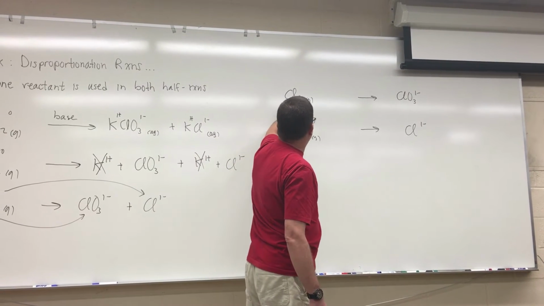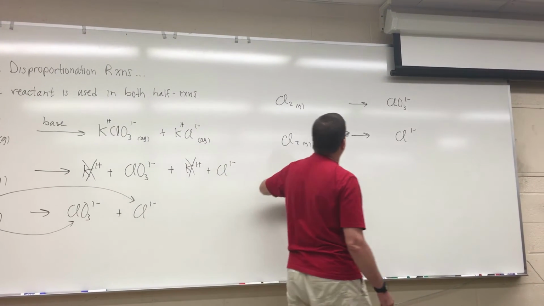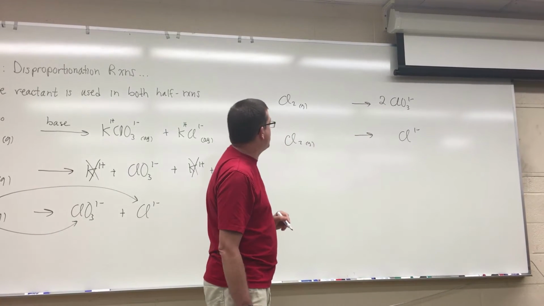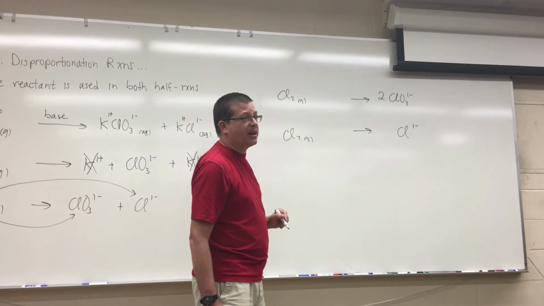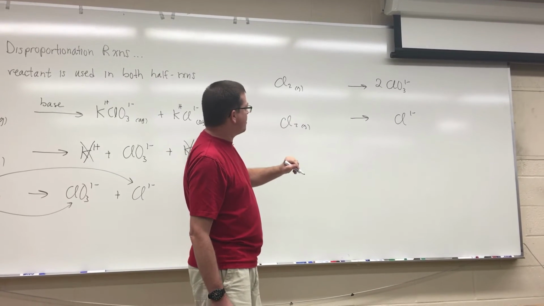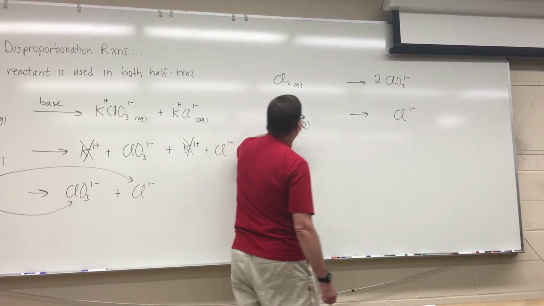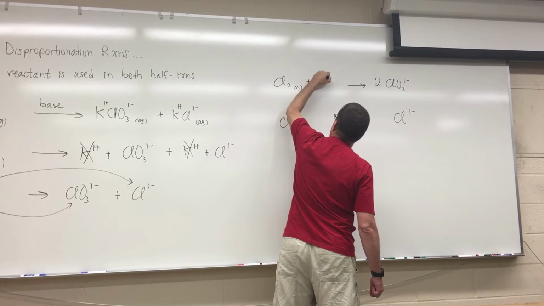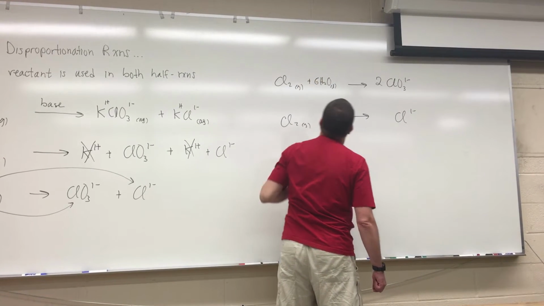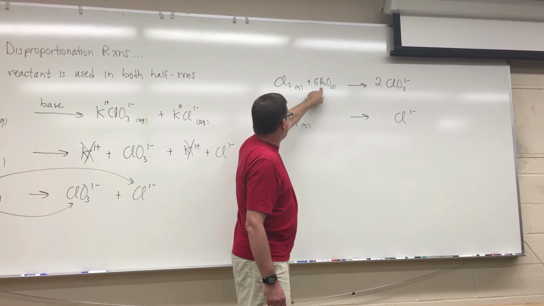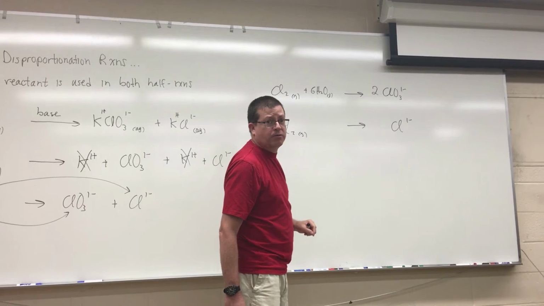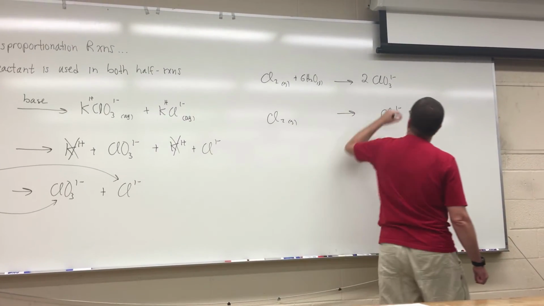Let's see the first one. I'm going to balance the chlorines first. To do that, I need to have a coefficient 2 in front of the ClO3 1-. Chlorines are balanced now. I now have to get 6 waters on the left: 2 times 3, that's my 6 waters. Now I've introduced 6 hydrogens here, so I've got to put twice 6, which is 12 hydrogen ions on the right.